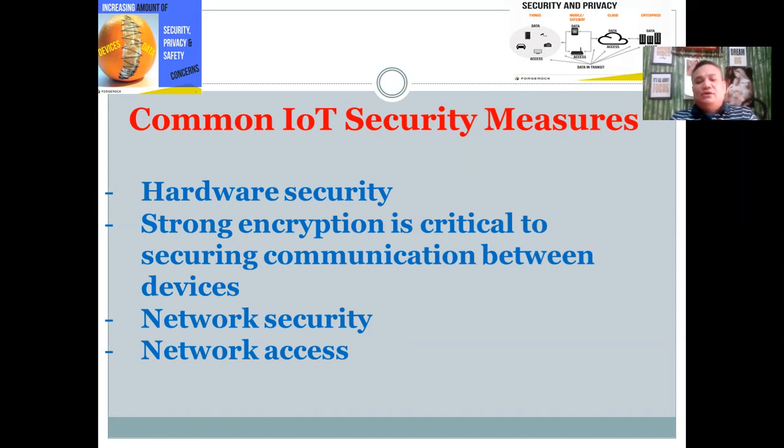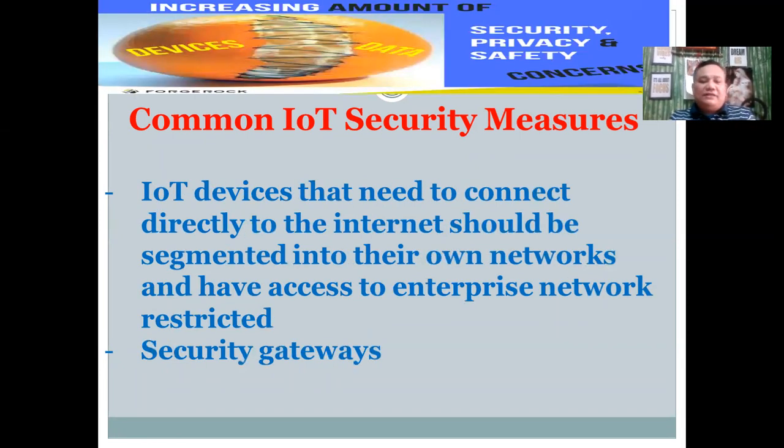Network access. So, network access control, or NAC, can help identify and inventory IoT devices connecting to a network, and this will provide a baseline for tracking and monitoring devices. IoT devices that need to connect directly to the internet should be segmented into their own networks and have access to the enterprise network restricted. Network segments should be monitored for anomalous activity, where action can be taken should an issue be detected.